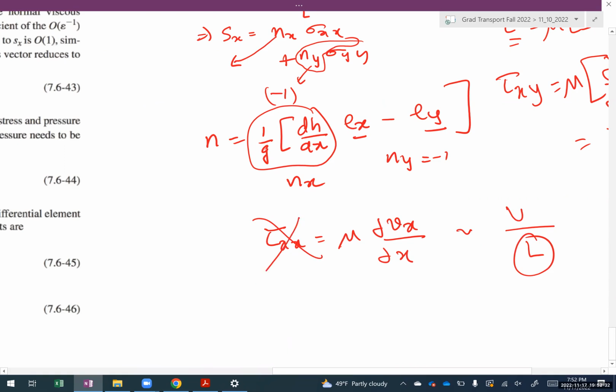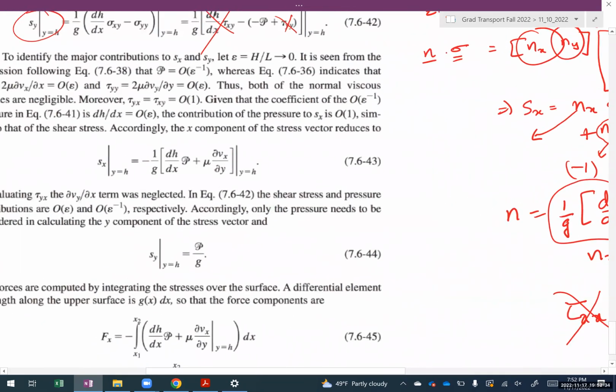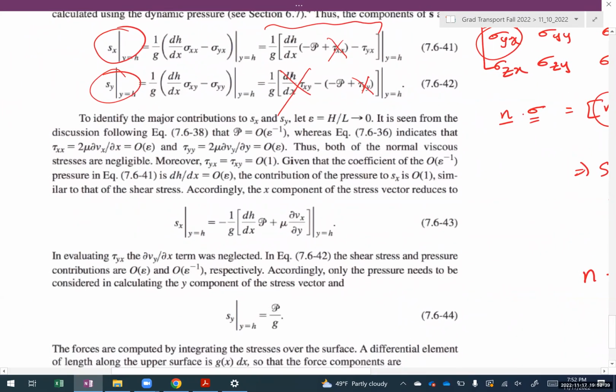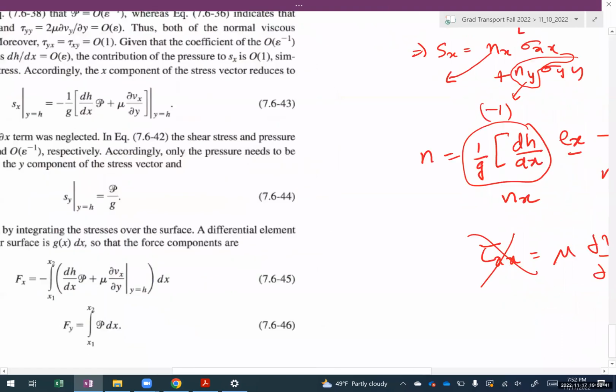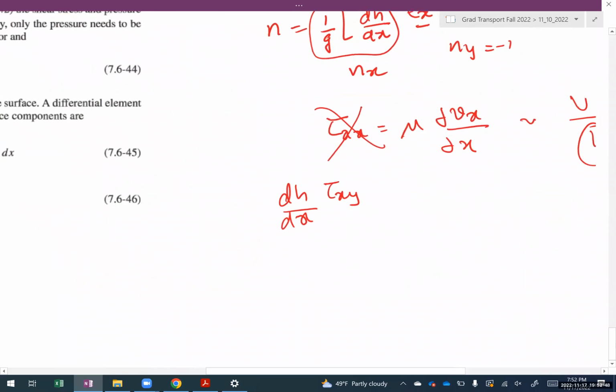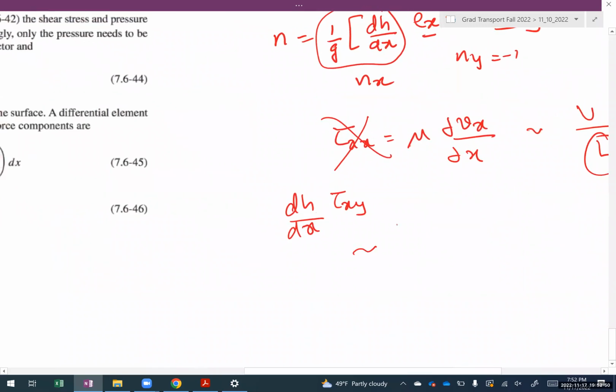Simple. Same thing now. So, okay, that's one term. Now dH over dx times tau xy, right? How do you do that? dH over dx is of the order of h over L. Tau xy is mu times dou Vx over dou y, and y is nothing but h. Again, mu u over L. L is large, so neglect this.